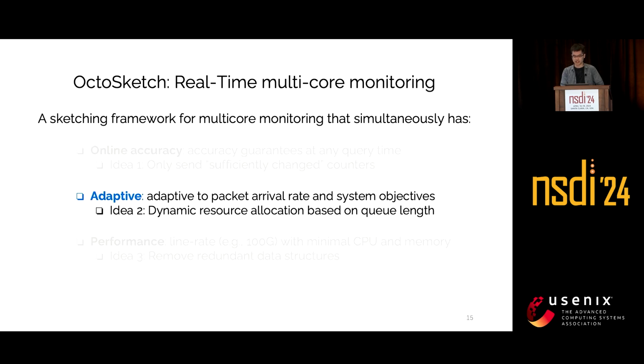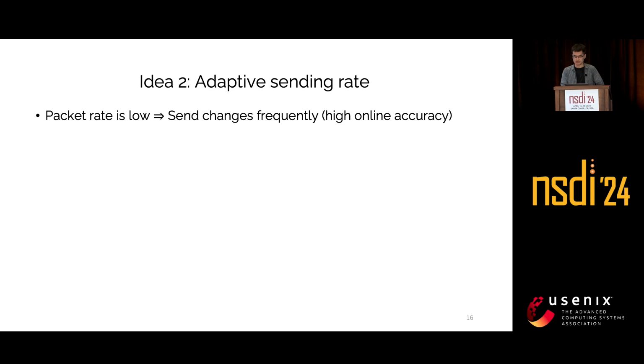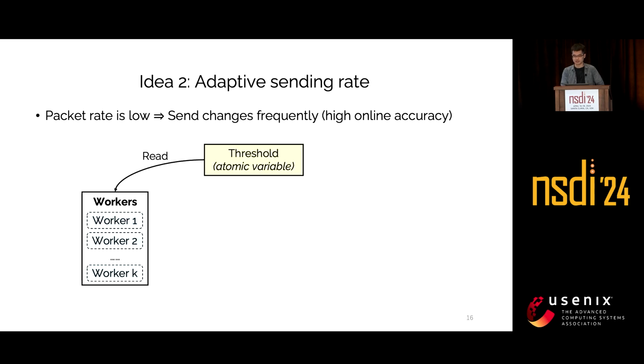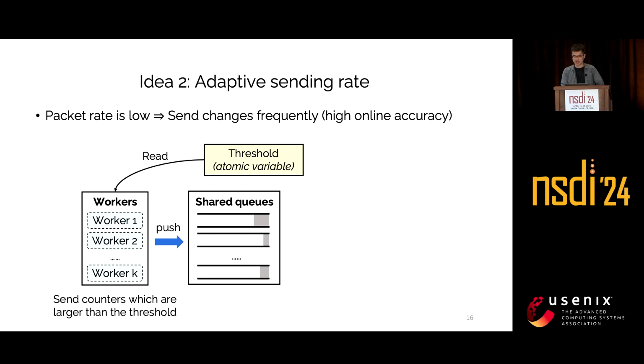Second, OctoSketch dynamically allocates resources between workers and the aggregator to fit the packet arrival rate. For example, when the packet rate is low, OctoSketch can ask workers to send changes more frequently to achieve high online accuracy. In particular, we set a universal threshold for all workers to adjust resources. All workers will reach that threshold. If the changes are larger than the threshold, the workers will push counters to the shared queues.